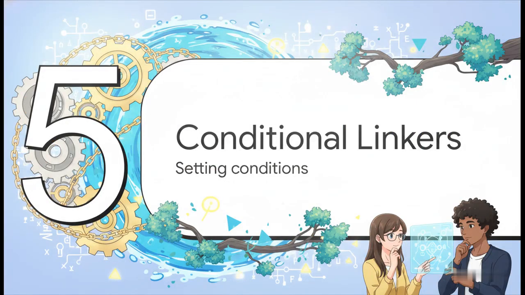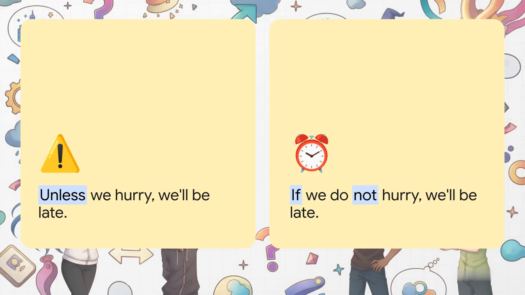Section 5. Mastering conditional linkers. The word unless is super powerful. The easiest way to wrap your head around it is that it introduces the one single condition that will stop a main action from happening. It acts as the exact equivalent to if not. For instance, unless we hurry, we'll be late means the exact same thing as if we don't hurry, we'll be late. We usually use unless to give warnings.